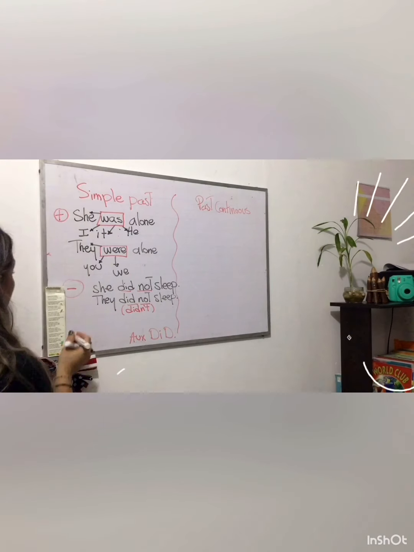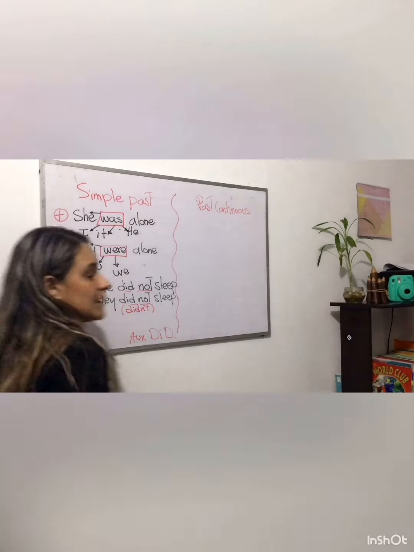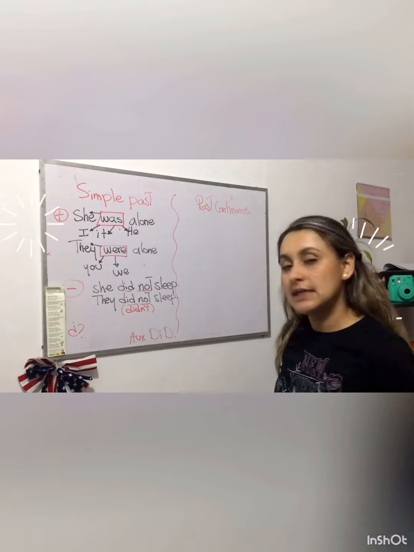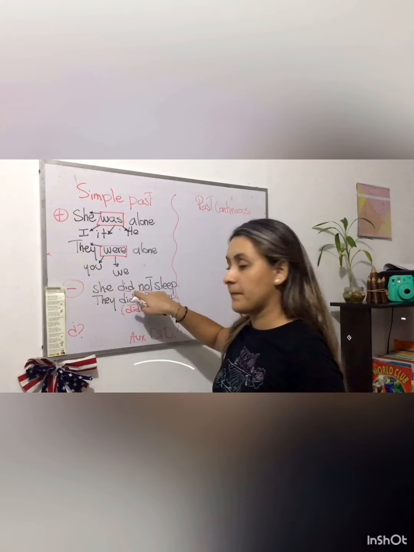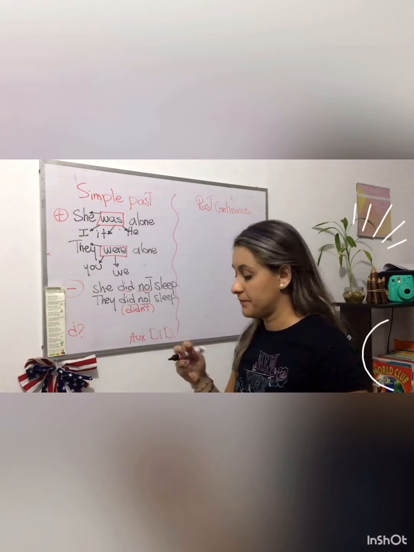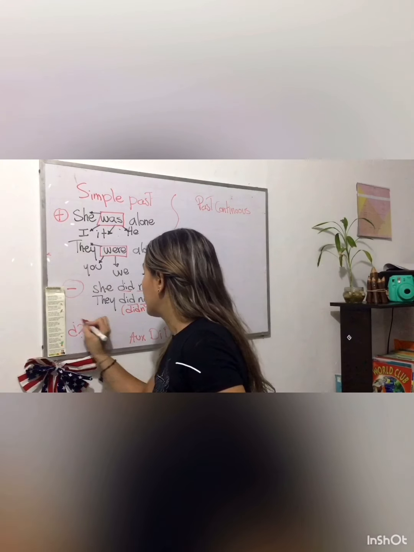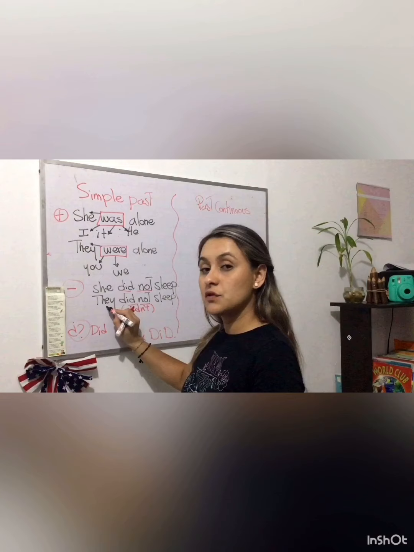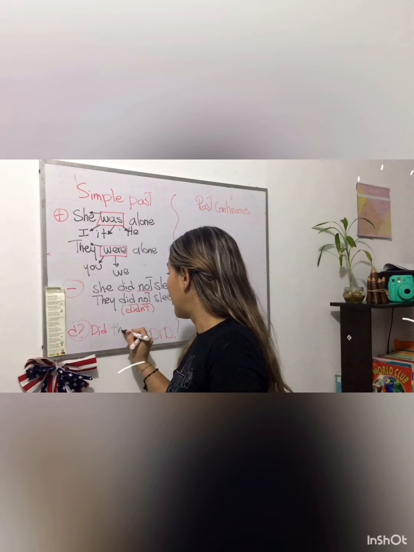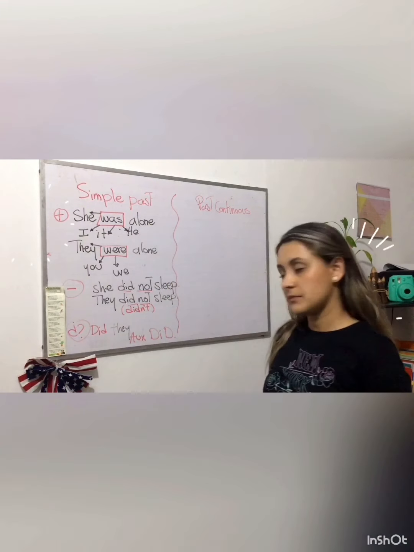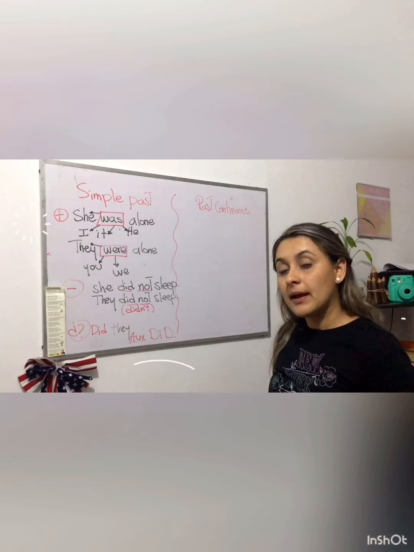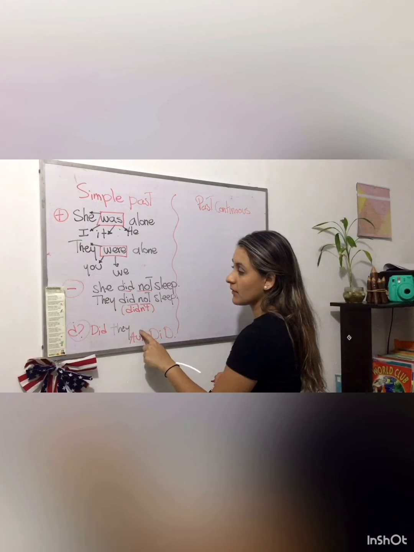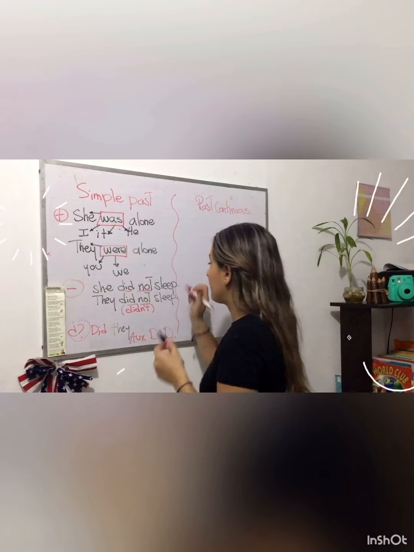Then we are going to talk about questions. Well, this is easy peasy lemon squeezy. The only thing you need to do is use the auxiliary first. So, did, then you need to use the subject, they, and then you need to use the verb. But as you can see here, this verb is in present simple.